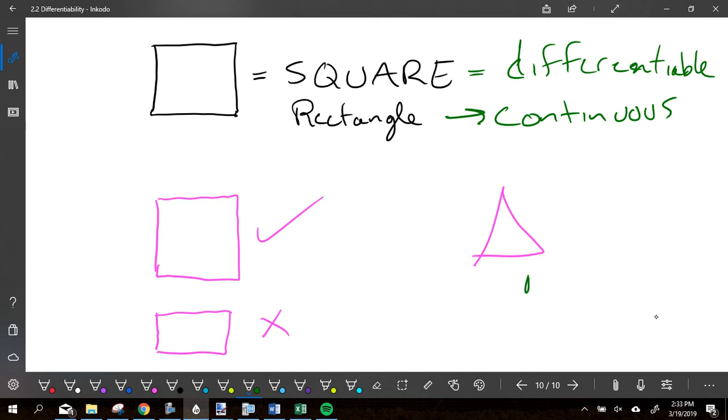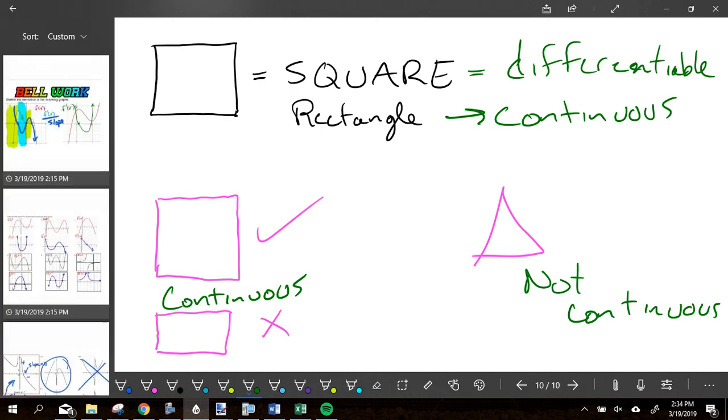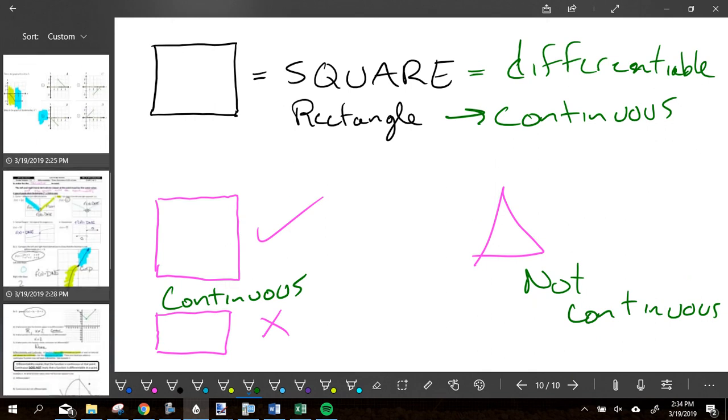If I tell you something is not continuous, is it differentiable? No, it's guaranteed. If it's not continuous, you can't be differentiable. If I tell you something is continuous, you don't know what it is. It could be differentiable, but it doesn't have to be. Kind of makes sense. It makes sense to me. So I don't care if it doesn't make sense to you. It works for me. So we're going to deal with it.